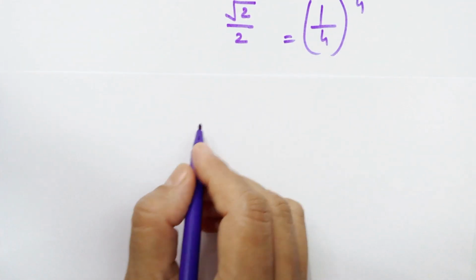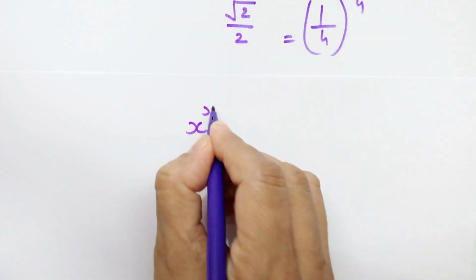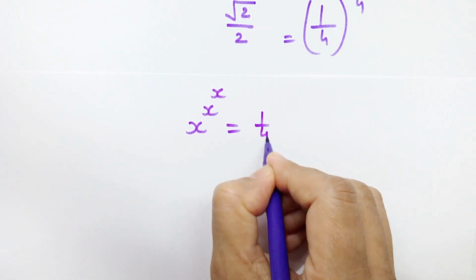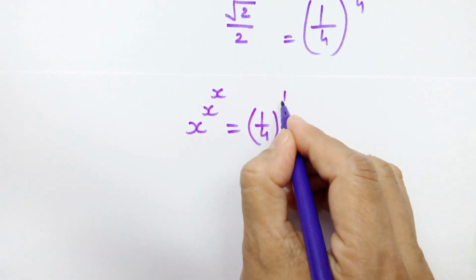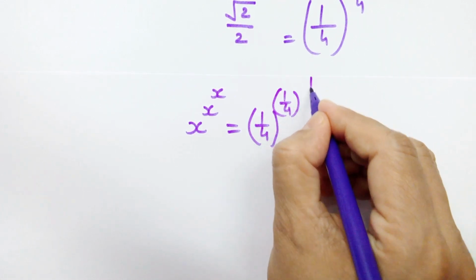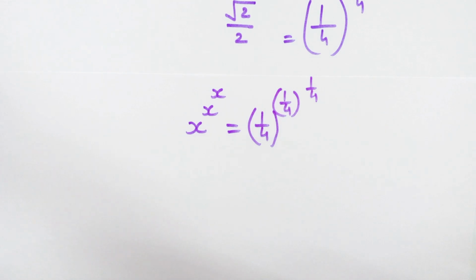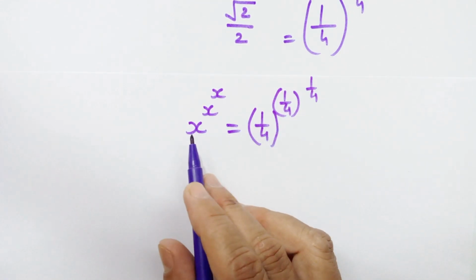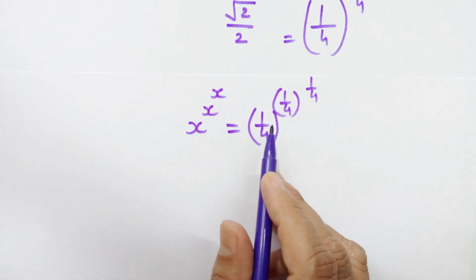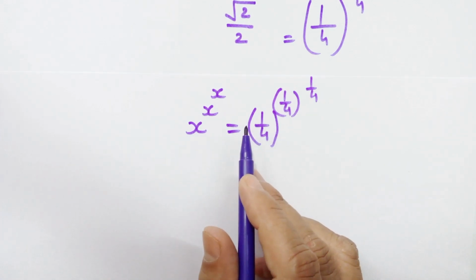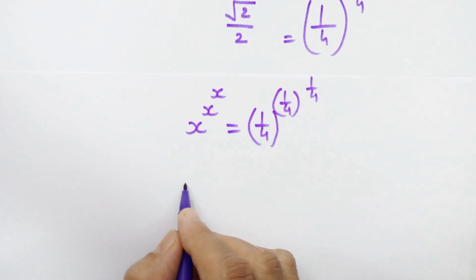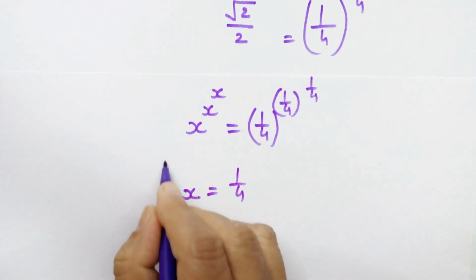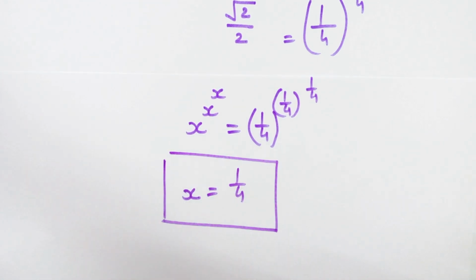Our equation x raised to x is equal to 1 upon 4 whole raised to 1 upon 4 whole raised to 1 upon 4. Now what we have here is base and exponents are same at all level. So we can certainly equate each level and we can write like this: x is equal to 1 upon 4, and that is the answer.